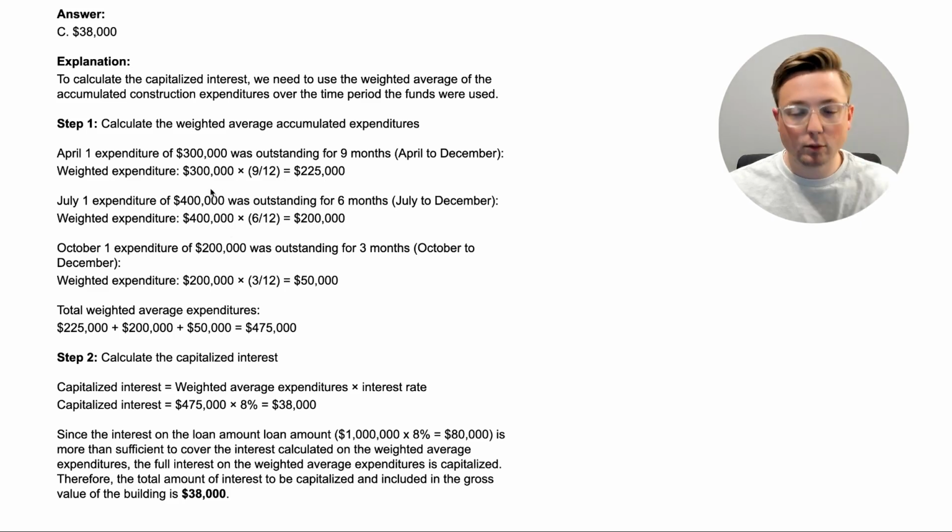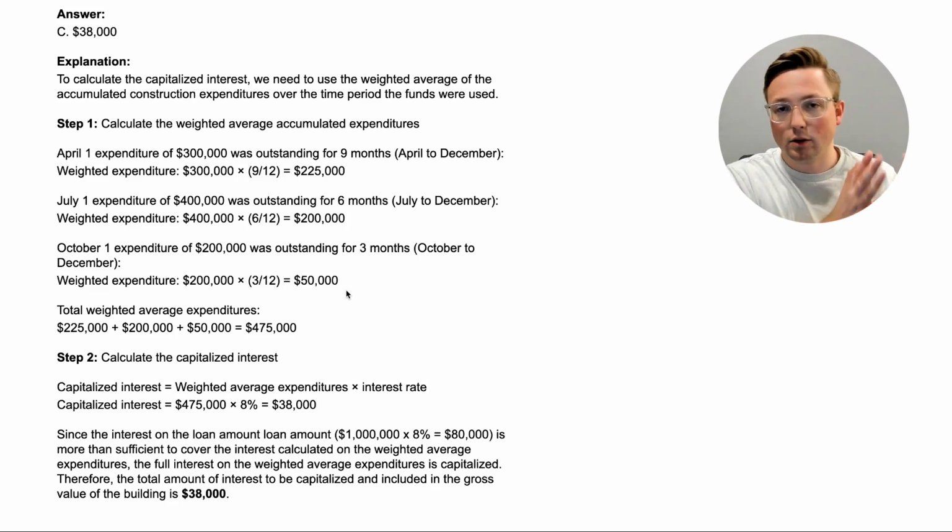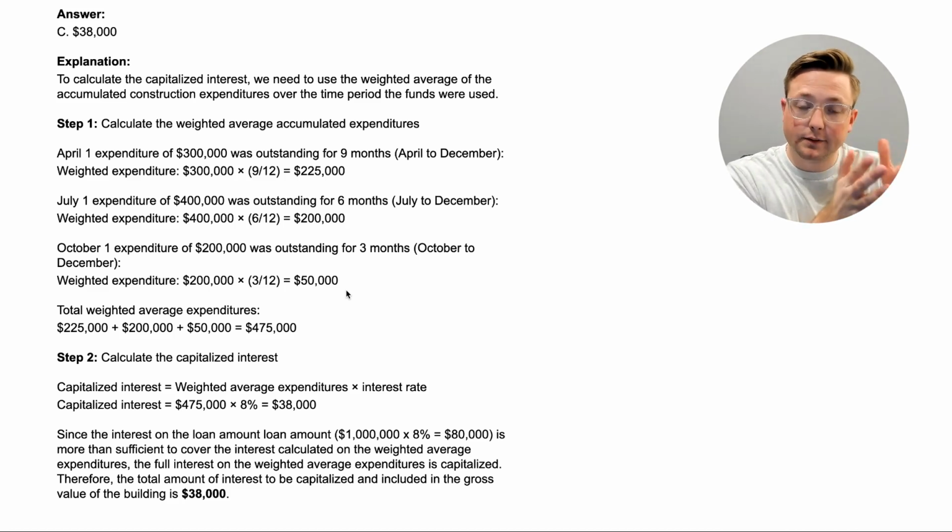I think it makes way more sense to just take each expenditure by itself, multiply it by how many months it was outstanding throughout the year, and then add them all up together, and that will give you the weighted average, instead of adding it all together and only taking into account how long that specific total was there for the month, like only taking those months into account. Again, it's confusing, so I think this is the better way to do it.